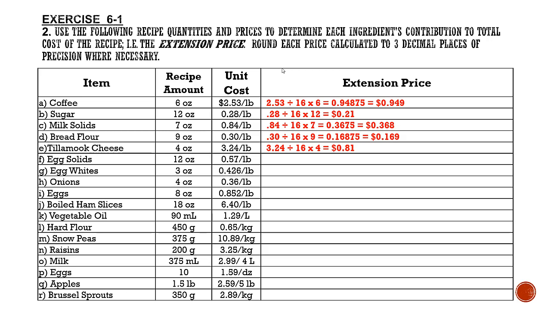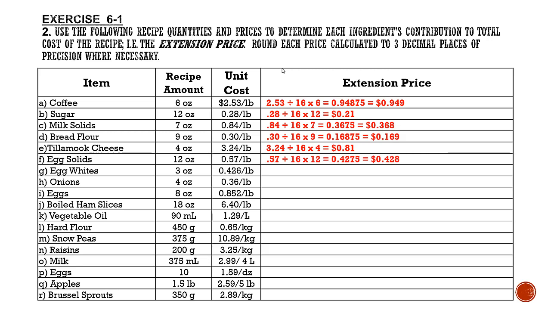$3.24 bought us 1 pound of Tillamook cheese. The recipe calls for 4 ounces. Let's divide our AP cost of $3.24 by 16, the amount of ounces we got for that price. Once we know what the 1 ounce cost is, we multiply it by the 4 ounces the recipe is looking for, and we got a final rounded answer of 81 cents for 4 ounces of Tillamook cheese.